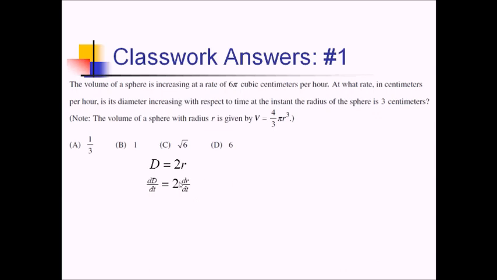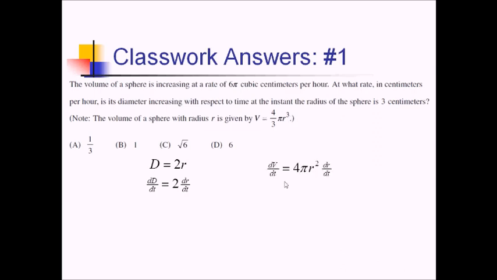Okay, well, how do we figure out dr/dt? For that, we have to turn to the volume of the sphere. We know the rate of change of the volume of the sphere, and we have a formula that relates volume and radius. So we can use this volume information to come up with dr/dt. Let's start by differentiating this volume formula with respect to time. So that's going to be 4 pi r squared dr/dt. That's going to equal dV/dt.